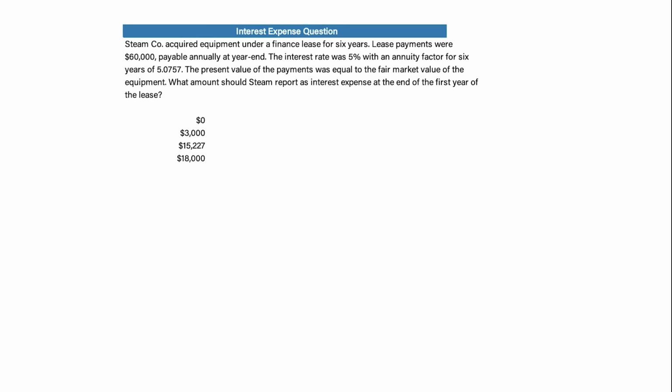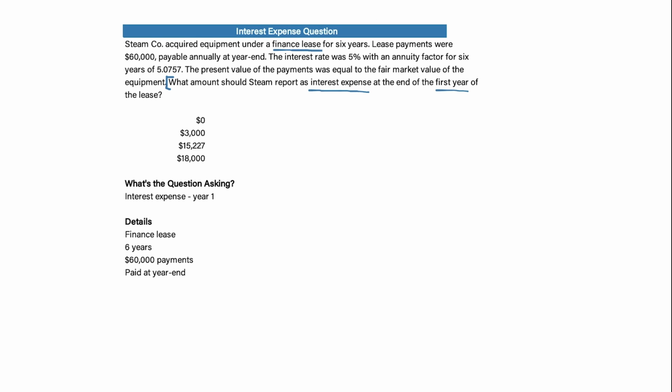So we always start out a question by reading the last sentence first. What amount should Steam report as interest expense at the end of the first year of the lease? Then we read through the question to look for the details. Steam Co. acquired equipment under a finance lease for 6 years. Lease payments were $60,000 payable annually at year end. That means that this is an ordinary annuity.